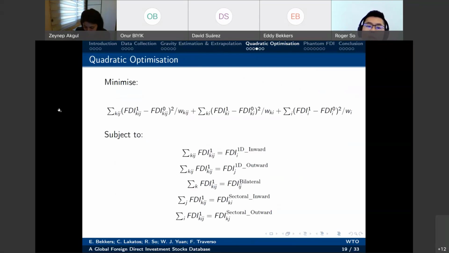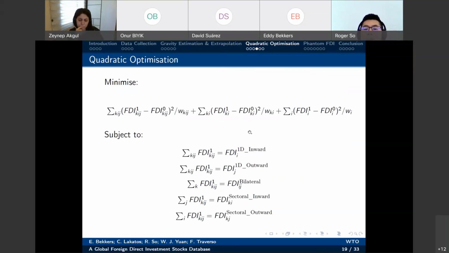And this is the equation that we use. The minimized equation is this. We minimize the projected differences at the three-dimensional level, two-dimensional sectoral level, and one-dimensional level. Compared to the 2004 paper, the original data construction exercise, this is much more simplified with just 3 components. In the original approach, I think there are 6 components, because they also include the bilateral level, which we have fixed, and also the outward level.